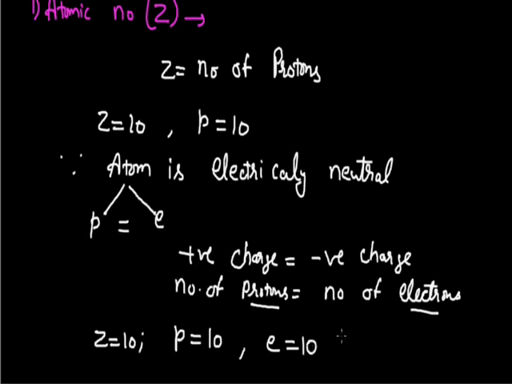Now, the third particle is left, that is the number of neutrons. To calculate the number of neutrons, we will take the help of the second definition, that is mass number. Mass number, in short, is represented by the capital letter A. If I talk about the definition of mass number, it indicates the total number of particles present in the nucleus, that is the number of protons plus the number of neutrons.